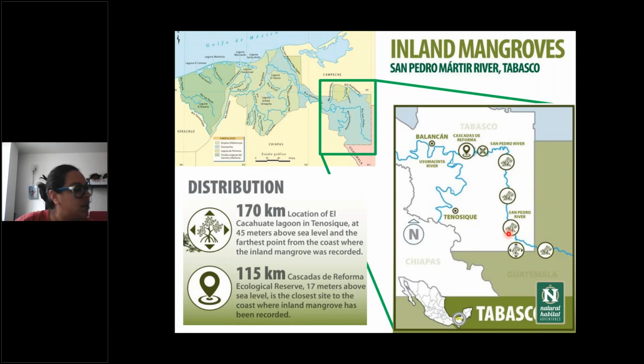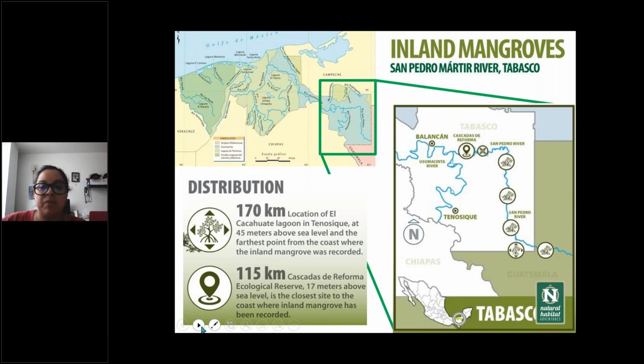The farthest region of the mangrove area here in Tabasco is about 186 miles away from the coast. This is 170 kilometers. This is the area that is marked right next to Guatemala, very close to Guatemala. And the closest one is around 373 feet, which is right here, nearby a town named Balancan.